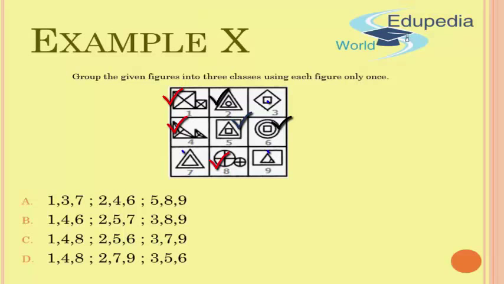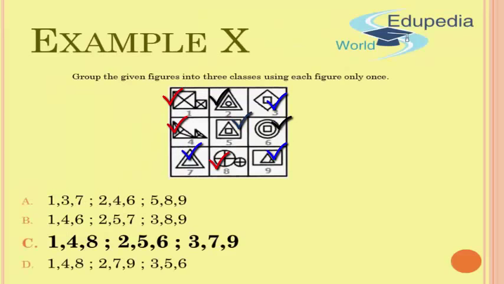C. 3, 7 and 9 will be one group, because in figure 3 we have only two figures, that's a square inside a rhombus. In figure 7 also we have just two figures, that's one triangle inside another triangle, and in figure 9 again we have just two figures, a triangle inside a rectangle. So that will be my answer, friends. Correct answer is option C.